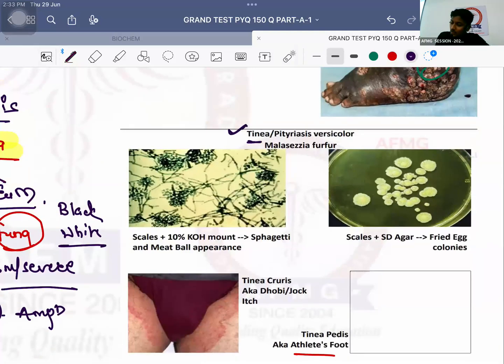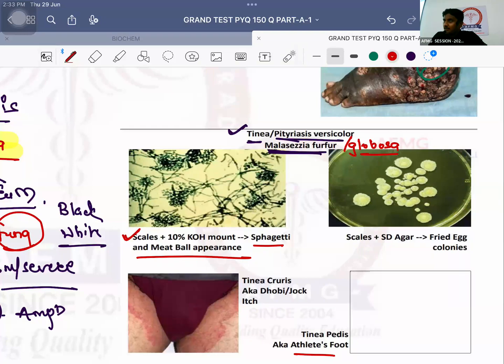Tinea versicolor is also known as pityriasis versicolor. Pityriasis in literal terms means scaling. Wherever there is pityriasis, there will be scaling. Please remember that. What is the causative agent of pityriasis or tinea versicolor? Malassezia furfur, or another agent, Malassezia globosa. Please remember, if we take a scraping from the scales and add 10% KOH mount, it will show which kind of appearance? Spaghetti and meatball appearance. Is tinea a bacteria, virus, or a fungi? Fungi. Therefore, what is the universal culture media for fungi?